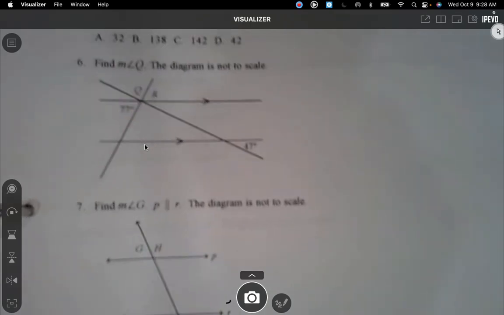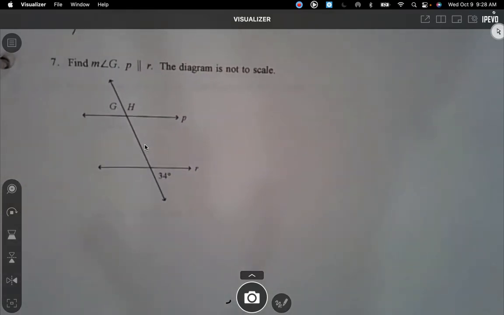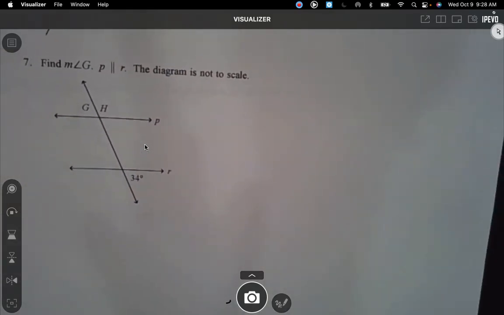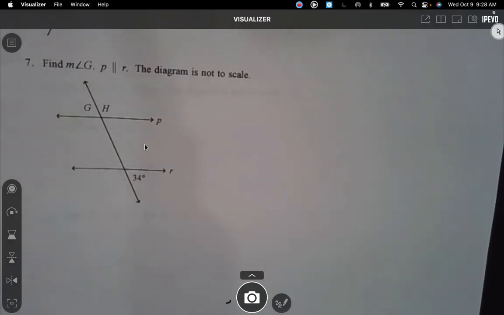So number 7, it says find the measure of angle G. So again, I know that angle is 34 degrees. What other angle is 34 degrees? This one is 34 degrees because they're corresponding. This one is 34 degrees. And then angle G is also 34 degrees. That's what I'm looking for.